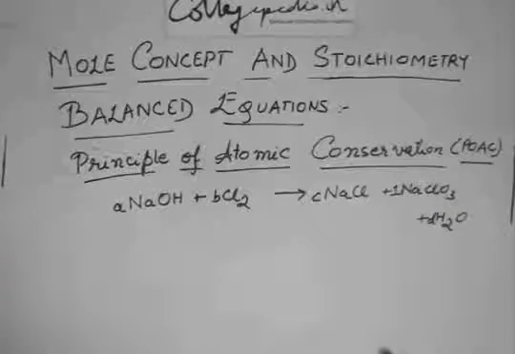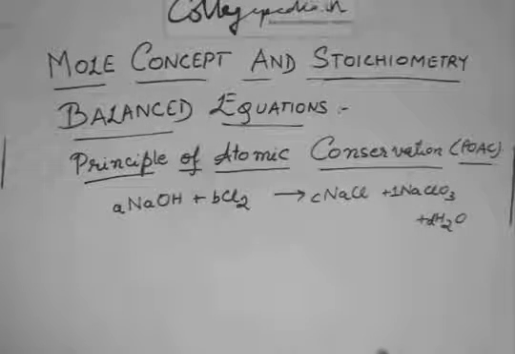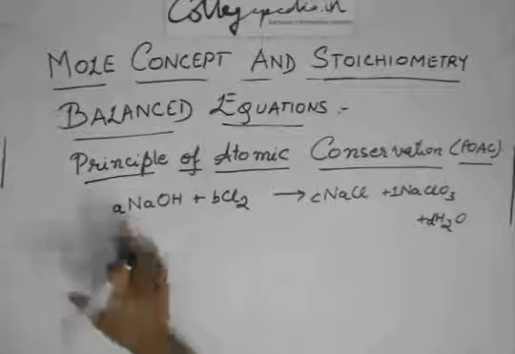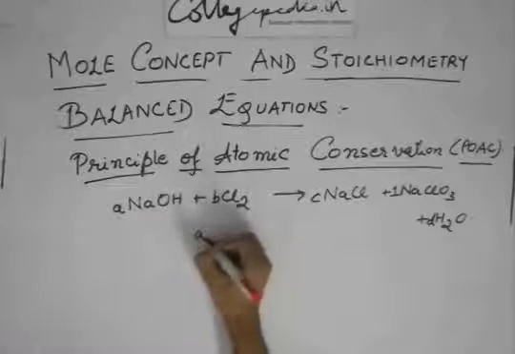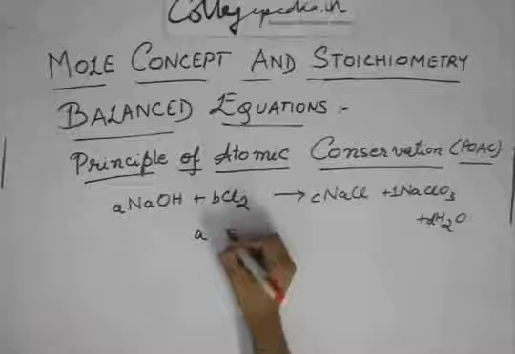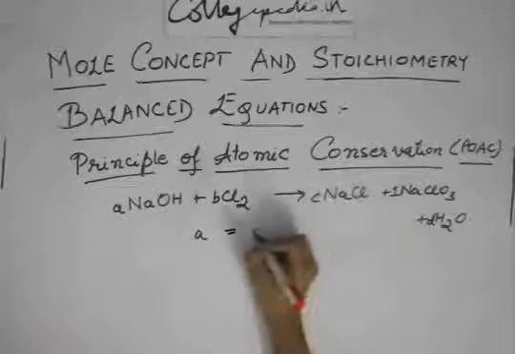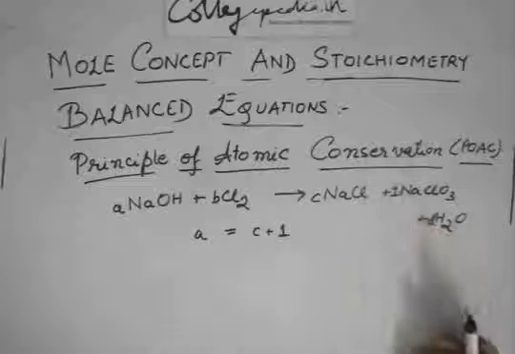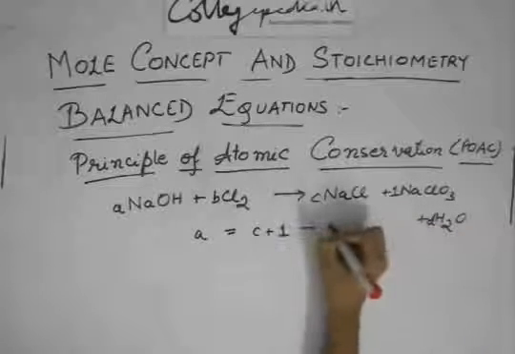And now you use your principle of atomic conservation. So here, balancing the Na atoms. Here Na atoms are A, and on this side they are C plus 1. This one and this C. So this is our first equation.